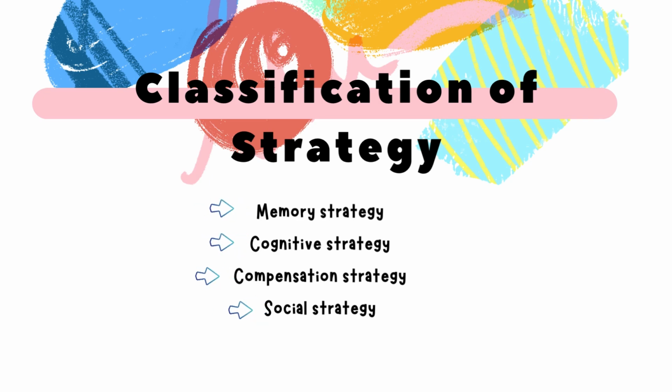The next strategy is compensation strategy, where people guess intelligently when they are unsure about certain occupation. The last strategy of this learning strategy is social strategy. People can ask questions to clarify doubt and seek further information about occupation from teachers or peers, and people can share information about occupation from their own cultures to enrich the learning experience and promote cross-cultural understanding.